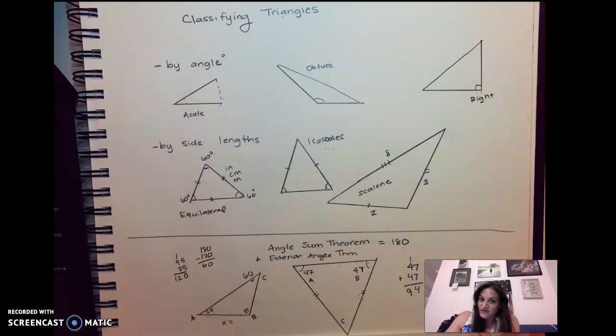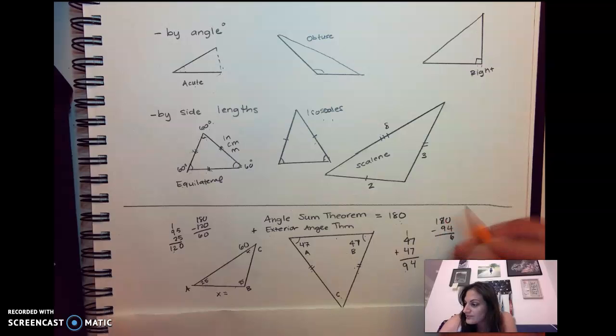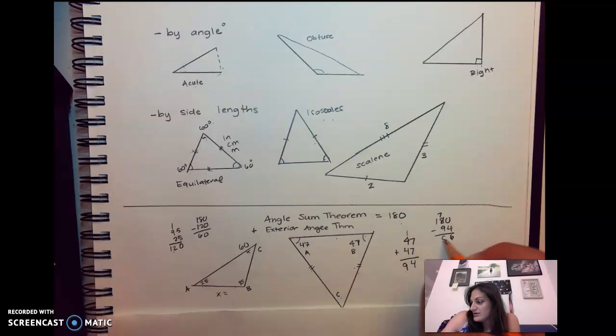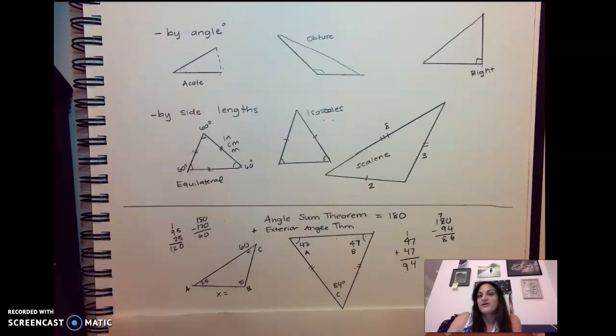I get 94, and that is not my answer. I still have to subtract that number from 180. Again, you're finding a missing piece. So 180 minus 94, and we get 86. That looks like it might be correct. So this angle is 86 degrees. Again, do math like this. Usually I check with my calculator.